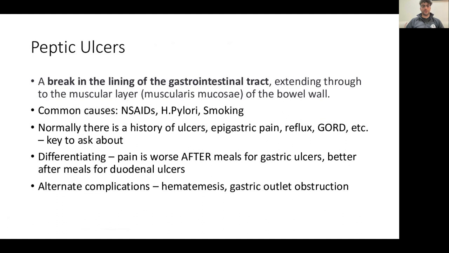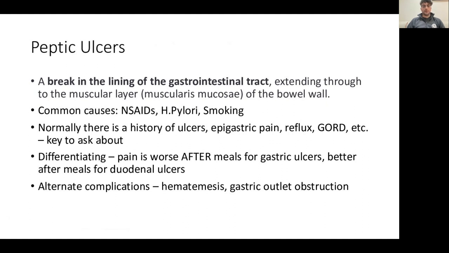And the main way of differentiating between the two types, gastric and duodenal ulcers, which both fit under the title of a peptic ulcer, is that pain is worse after meals for gastric ulcers and better after meals for duodenal ulcers. Now, I haven't looked into why this is, but in my head, the reason is that when you eat a meal, your stomach produces acid, and this acid then irritates your stomach lining and the gastric ulcer, and then it's the opposite for duodenal ulcers. I'm sure there's an explanation out there if anyone wants to find out.